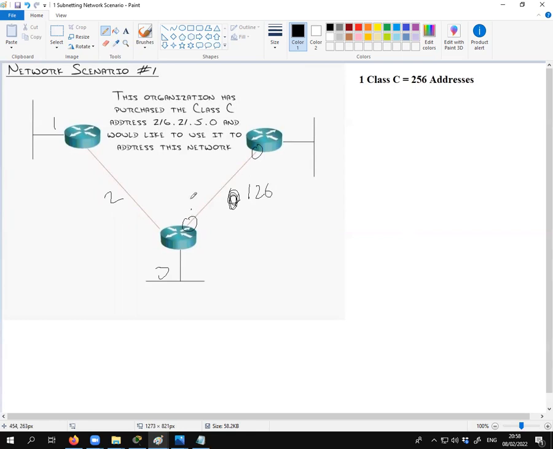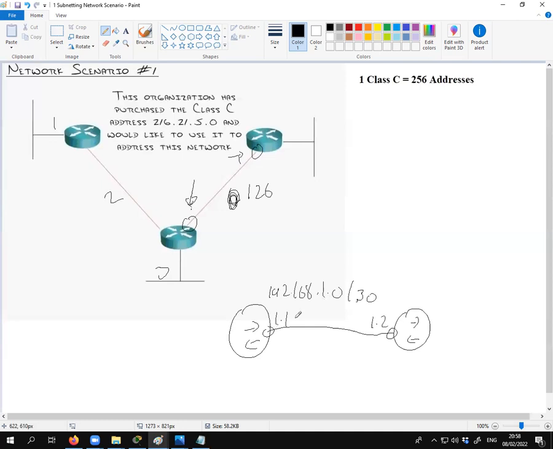You only need 2, point to point, here and here. So when you have 2 routers connected together, usually you'd use a /30. So you could say 192.168.1.0/30, and this would be 1.1, and this would be 1.2. That's all you need. It's one of the smallest networks you can have.